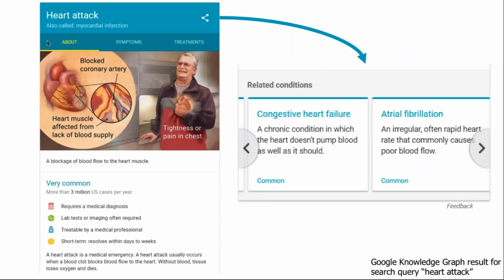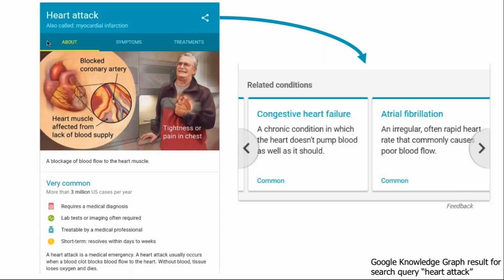Now, of course, search engines and the companies that run them in particular are very interested in this concept. And in fact, Google has been using what they just call their knowledge graph since about 2012. And in fact, if you go on Google right now and you search for heart attack, then you will see this card shown on the left.